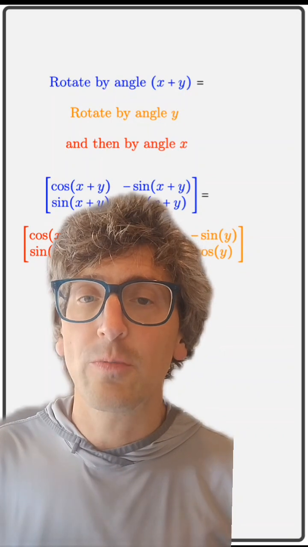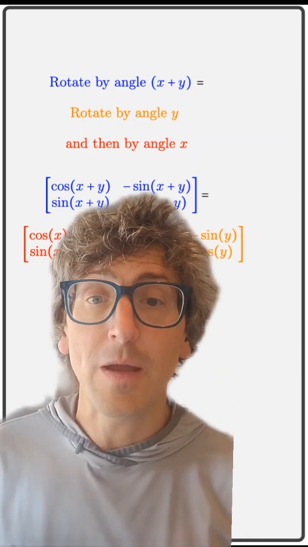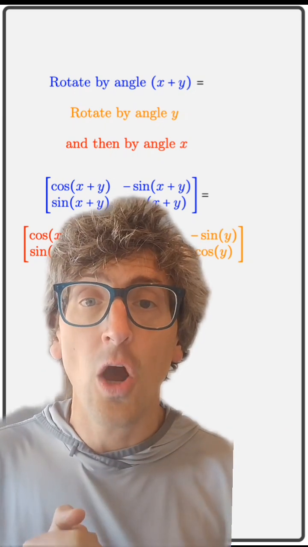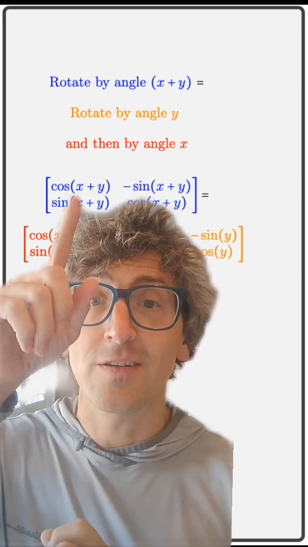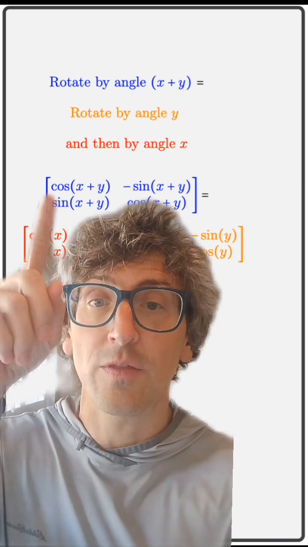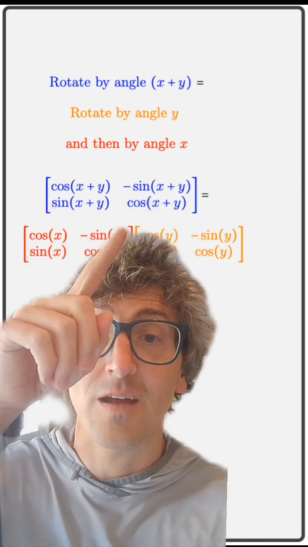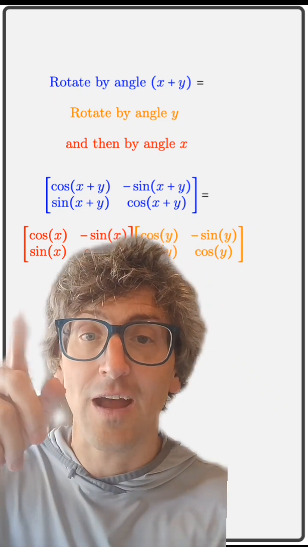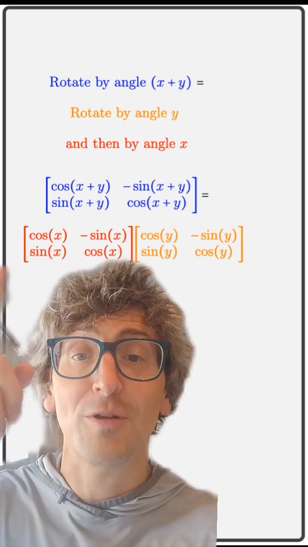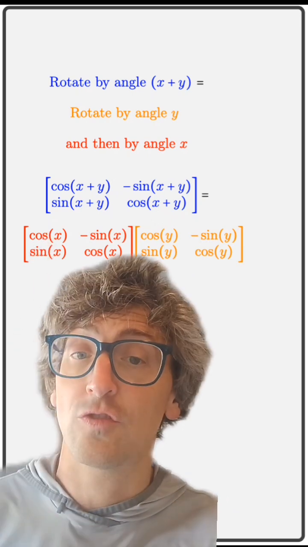If you've taken linear algebra, you know that there are certain transformations of the plane, like rotation or reflection or stretching, that can be encoded using matrices. For instance, if we rotate by any angle, we just fill in that angle here with cosine, sine, negative sine, and then cosine. So for instance, I have three matrices here, and they're encoding rotation by x plus y, rotation by x, and rotation by y.